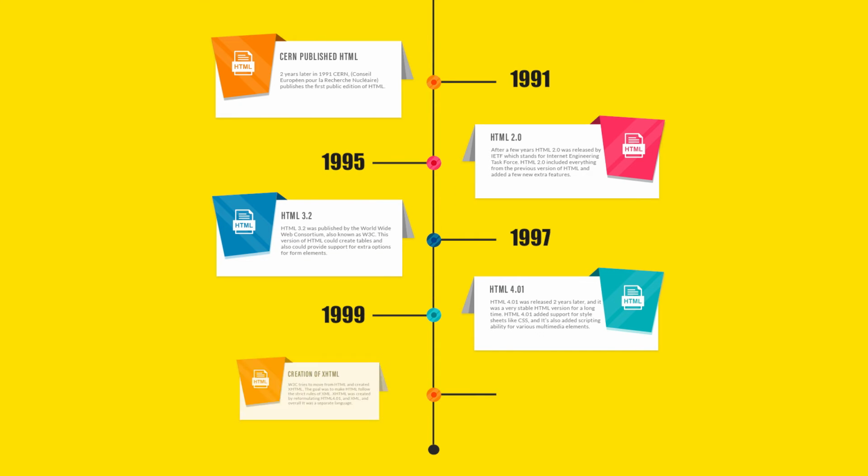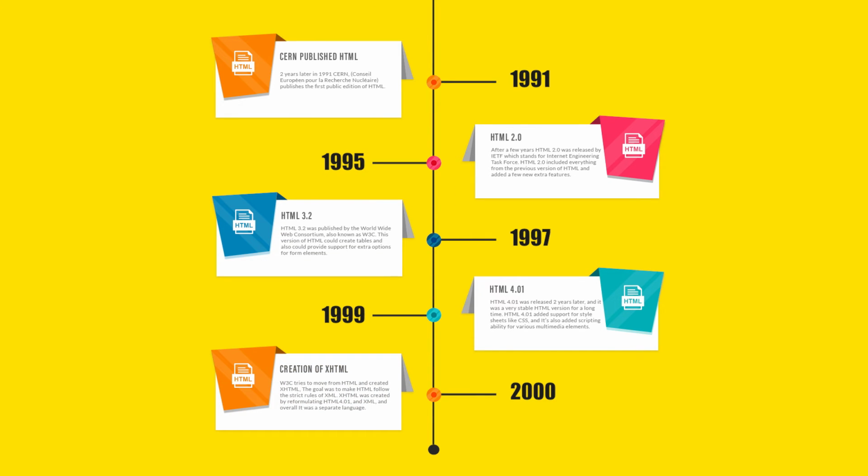Then in 2000, W3C tried to move on from HTML and created XHTML. The goal was to make HTML follow the strict rules of XML. XHTML was created by reformulating HTML 4.1 and XML, and overall it was a safer language.